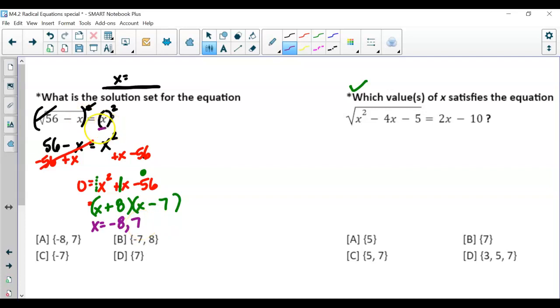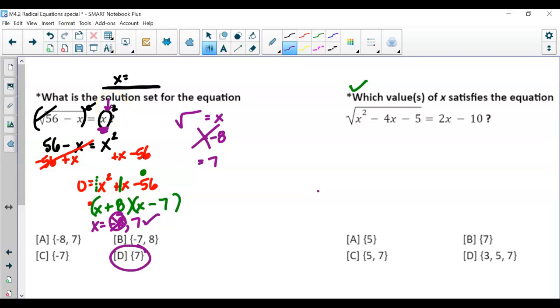Now notice, the radical was just equal to x. So can our radical equal negative 8? No. Negative 8 is an extraneous solution. Can our radical equal positive 7? Yes. So that's why the answer is D, because we cannot have, remember, right, check for that extraneous. And if it's just x here by itself, then you're just putting the value in for x.